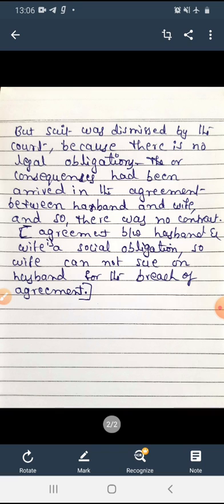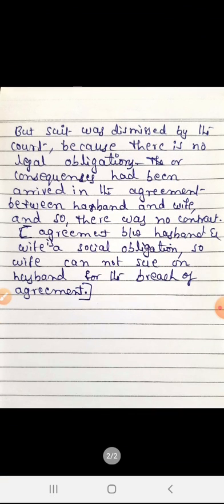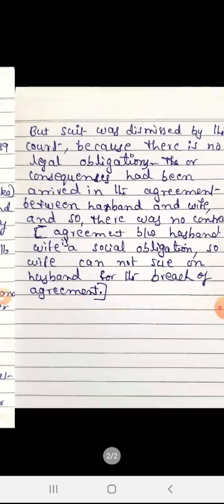But this case was dismissed by the court because there is no legal relationship or legal obligation or consequences arising between the husband and wife. So there was no contract. Agreement between husband and wife is a social obligation. It's just an agreement, it's not a contract. So wife cannot sue husband for the breach of the agreement. So this is about the first case law, Balfour versus Balfour.